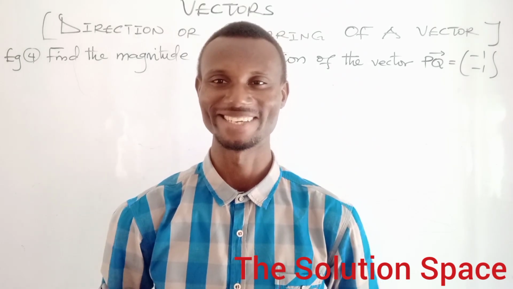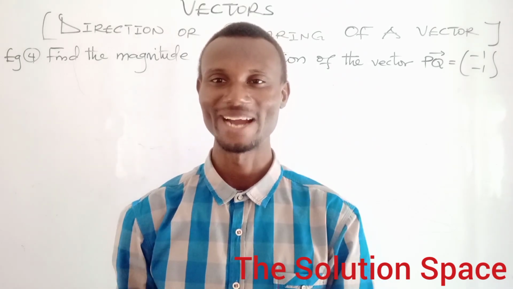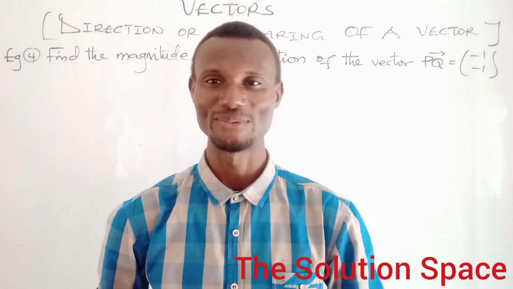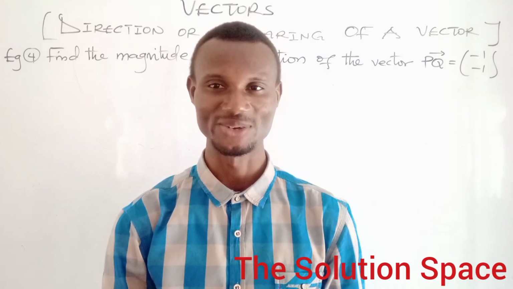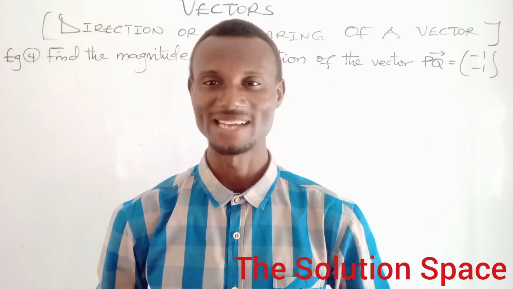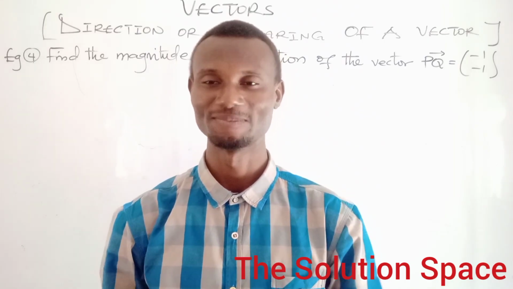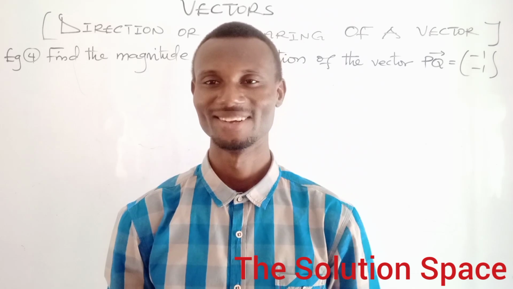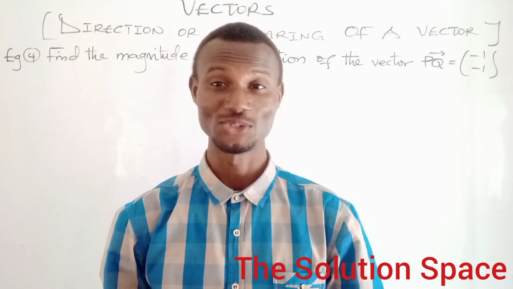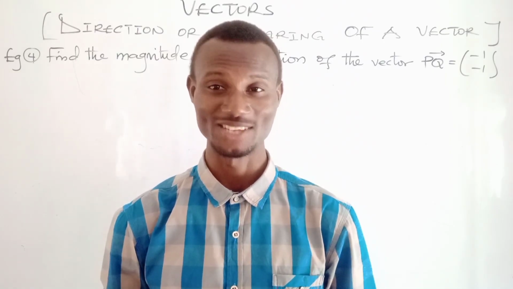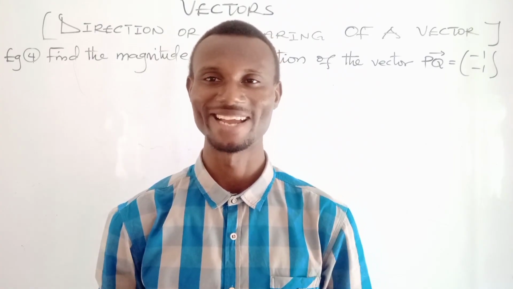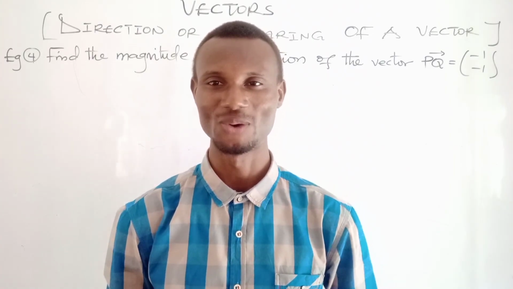Welcome to the continuation on the direction or bearing of a vector that I started with you in the previous videos. In the previous videos, we started learning about how to find the direction or bearing of a given vector, which we've done a detailed explanation on, and we've solved some examples on it as well. And I hope you understood it and you enjoyed the lesson as well.